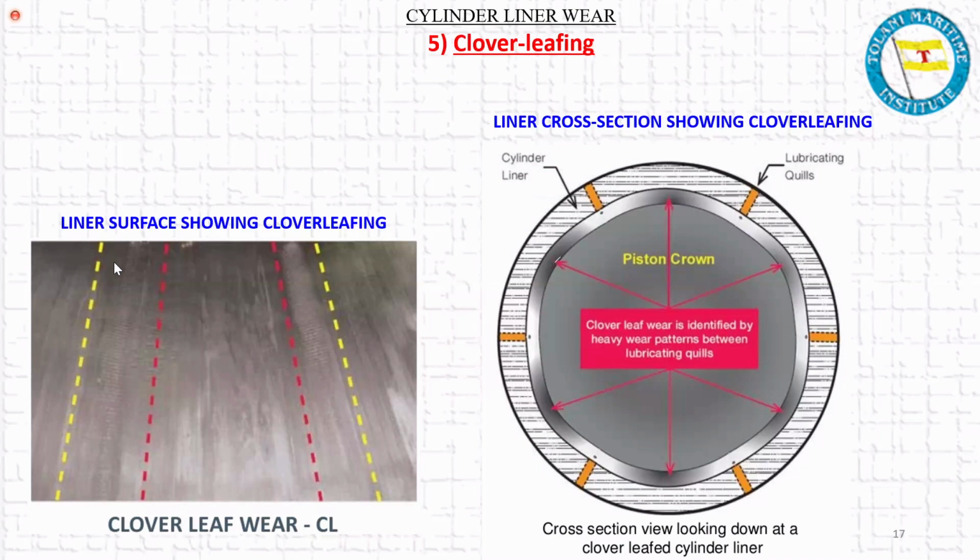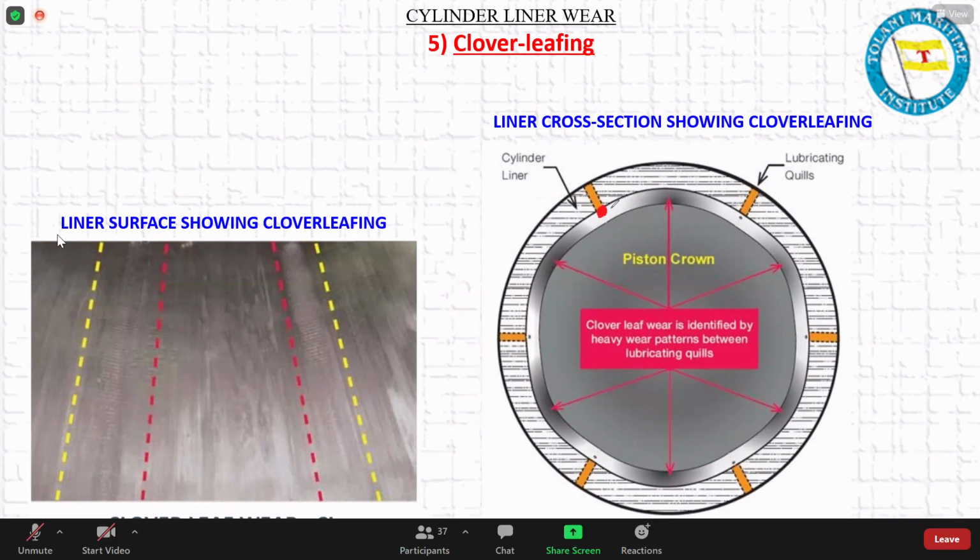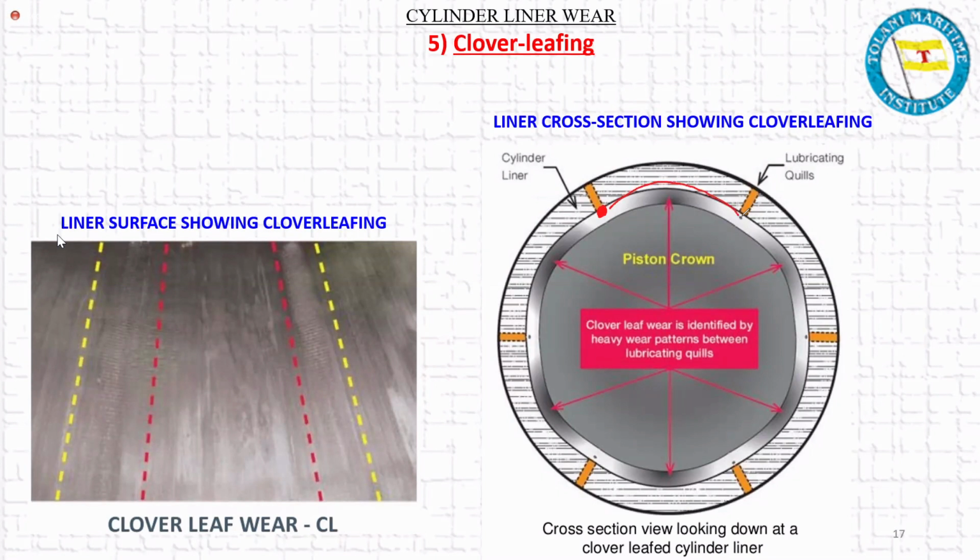Getting affected. Okay, its diameter is not here. Sorry, my mistake. Wherever the quill is, the diameter has not increased. But wherever in between the quills, the diameter increases. So you have a wave. You have this kind of pattern of the wear.